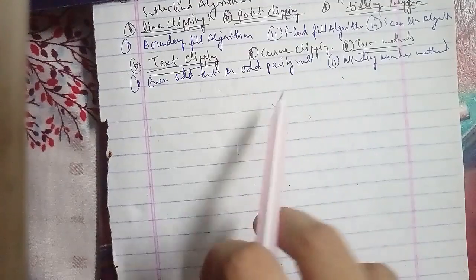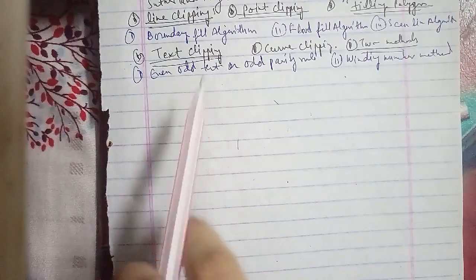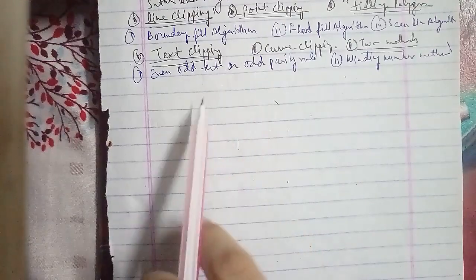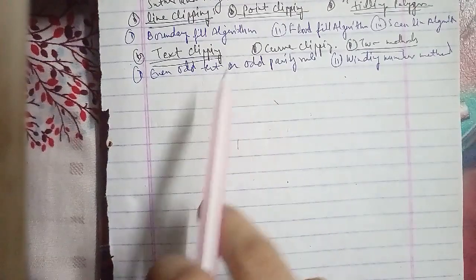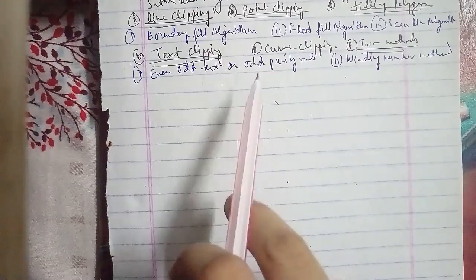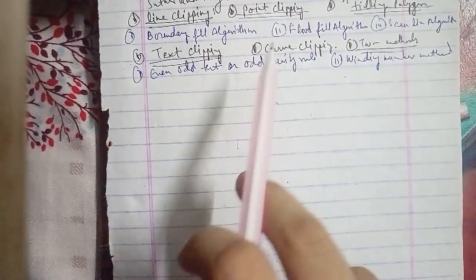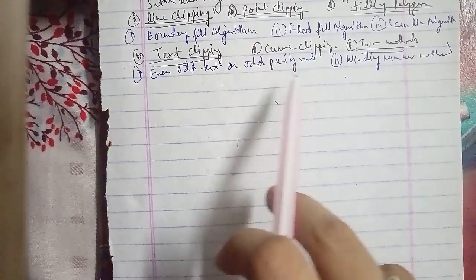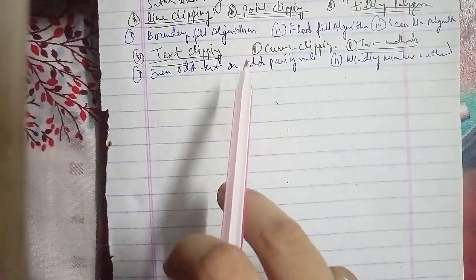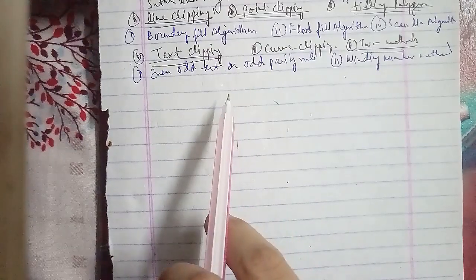Now I will go ahead with another question, also in the form of fill in the blanks, and that has also been important here. An area on a display device to which a window is mapped is called dash. An area on a display device to which a window is mapped is called a viewport. The other question, the Sutherland-Hodgman algorithm is used for dash clipping. The Sutherland-Hodgman algorithm is used for polygon clipping here.